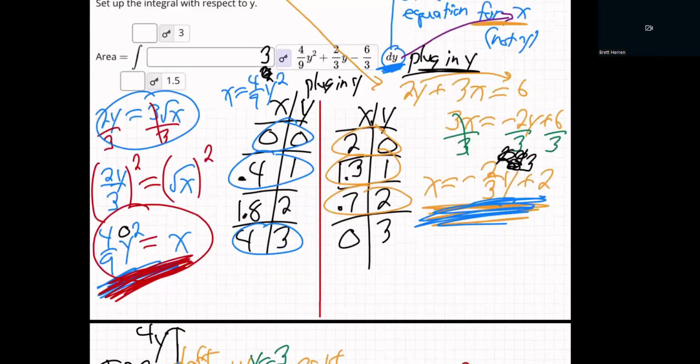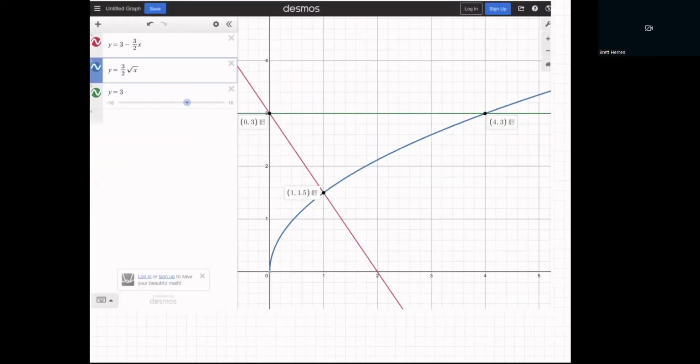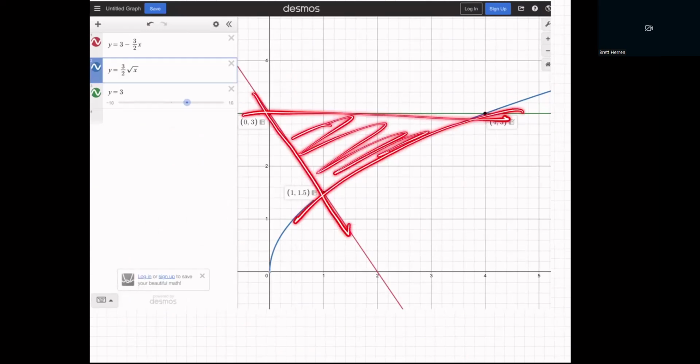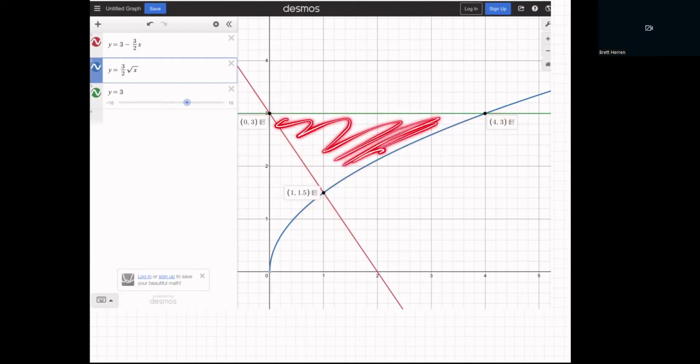And let's see the actual graph if you're interested. There's the actual graph, just like we said, there's the y equals 3. There's that curve, there's that line. We just set up the integral to find this area in the middle. And so there we go.